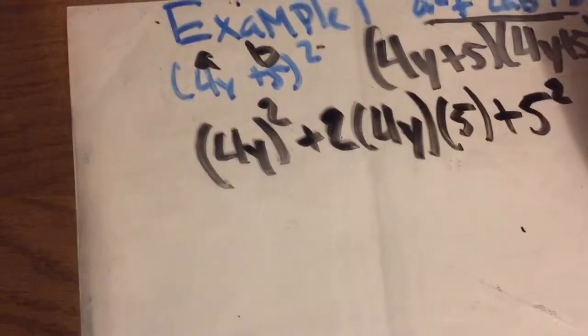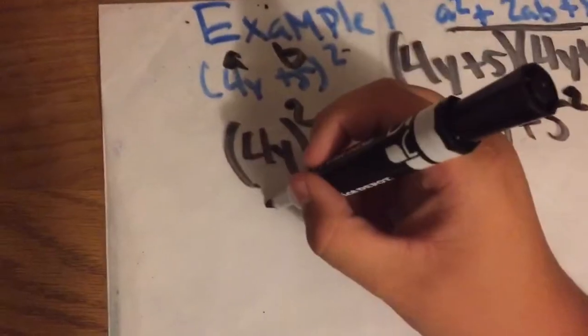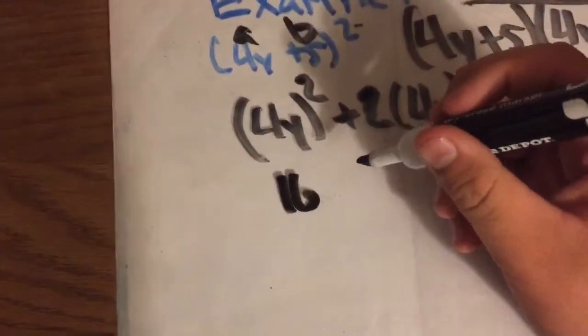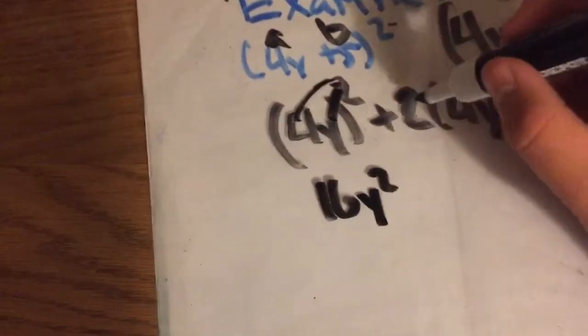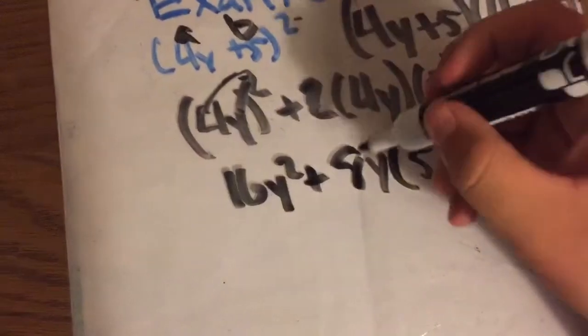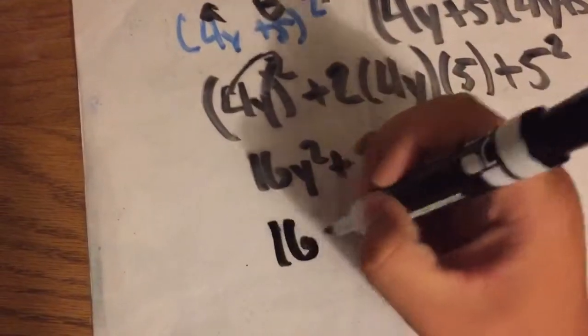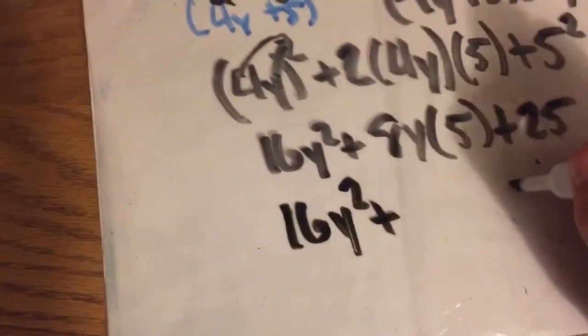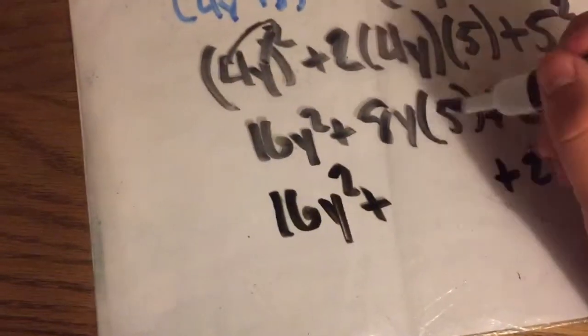5 squared. Good. Now you can solve, so (4y) squared is going to be 16y squared, because 4 times 4 is 16, and bring down the y squared because it's distributed to each term. Next, you're going to do 2 times 4y, so plus 8y times 5, plus 5 squared, which is 25, the same as 5 times 5. Next, you're going to multiply 8y and 5, but before you do that, bring down the rest of your terms. Now 8y times 5 is going to give you 40y. So your solved answer is 16y squared plus 40y plus 25.